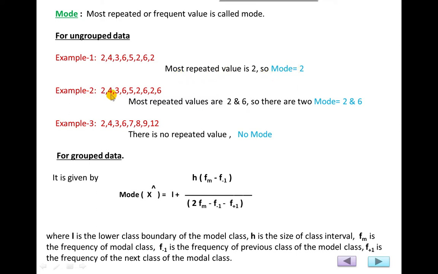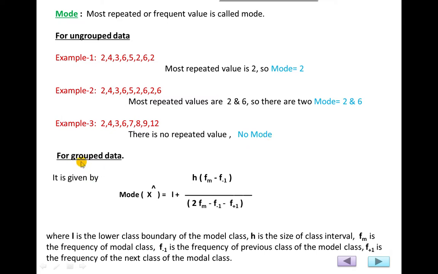In the second example, 2 occurs 3 times and 6 also occurs the same number of times, both are same. So the most repeated values are 2 and 6 both. So there are 2 modes, 2 and 6. In the third example, there is no repeated value. All the values occur only one time, so there is no mode.